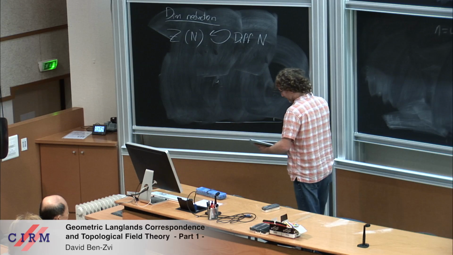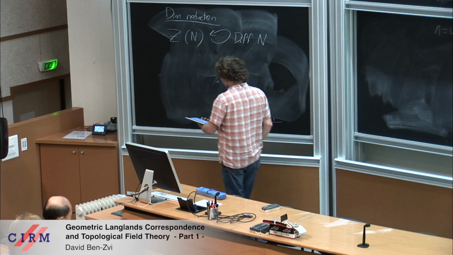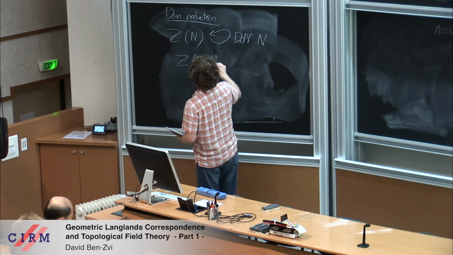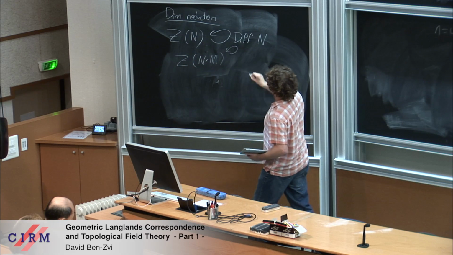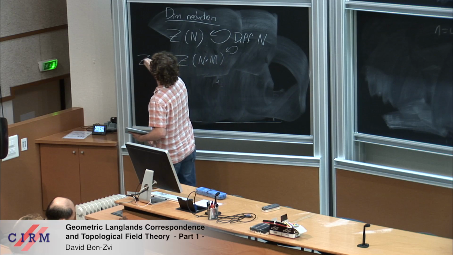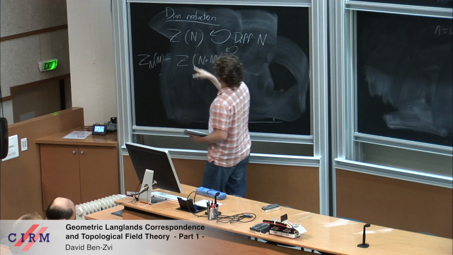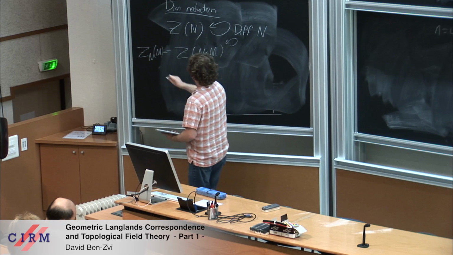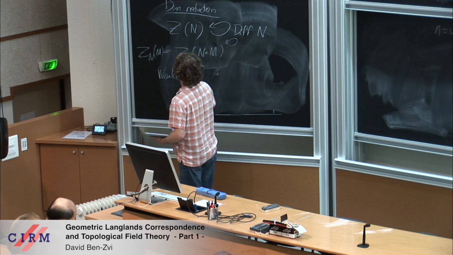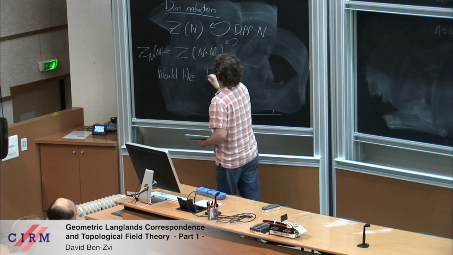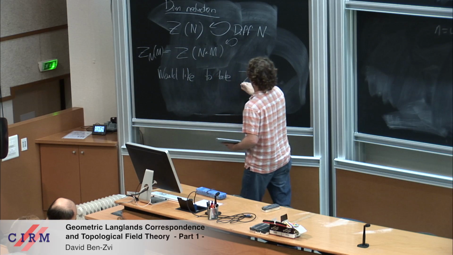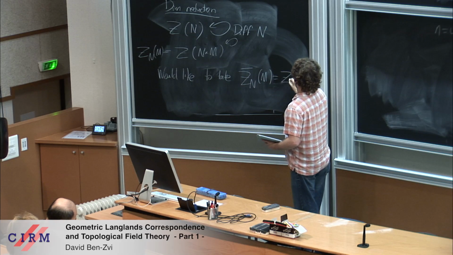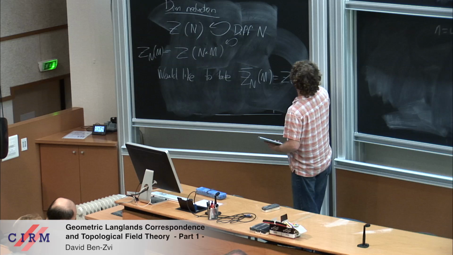So one thing I could try to do is get rid of this action. So since it acts on Z of N, it also acts on Z of N cross M. So if I look at the values of this compactified field theory, they all carry actions. Everything in the field theory has this action of the diffeomorphism group. So I would like to get rid of this, to take, let's call it the reduction Z_N of M, to be Z of N cross M, but just take invariants.